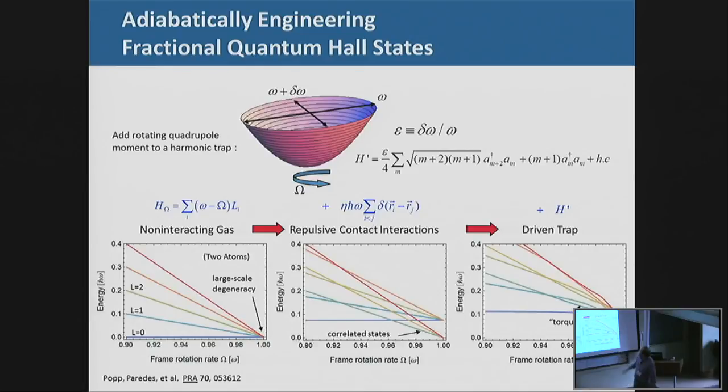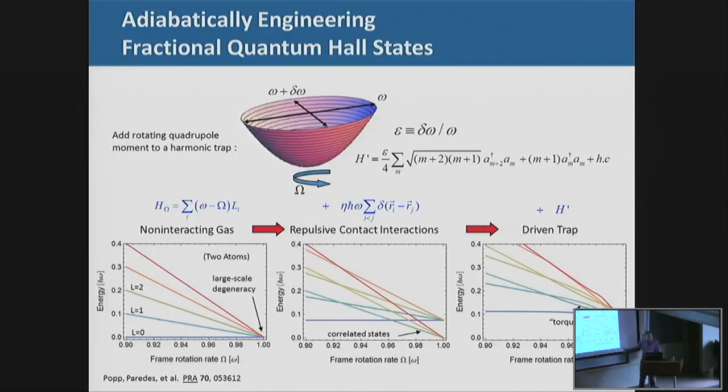Now if you turn on repulsive contact interactions, that's this part of the Hamiltonian, then what you see is that these correlated states, these ones with strong wave function overlap with zero angular momentum, are shifted up in energy. These other states that have higher amounts of angular momentum, there are ways for the atoms to correlate themselves with each other and reduce their repulsive interaction energy. And that allows us to introduce level crossings in this ground state sequence. So what we can do is just apply a little bit of torque by deforming the trap, and that allows us to follow a ground state crossing down into one of these fractional quantum Hall states. So that's the basic scheme of what we're doing.